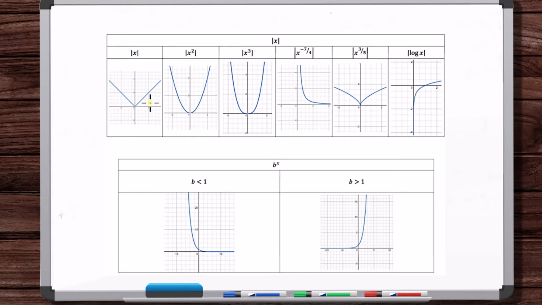With an absolute value, all you're doing is for any portion of the graph in the negative or positive x region, any portion of the graph that's less than 0, that's below the x-axis, that flips up.